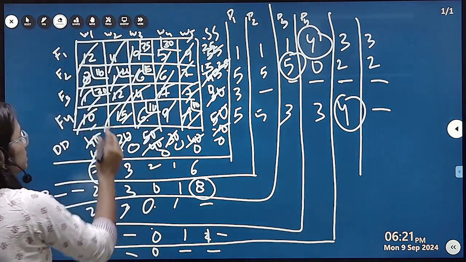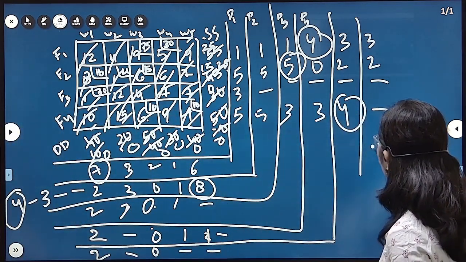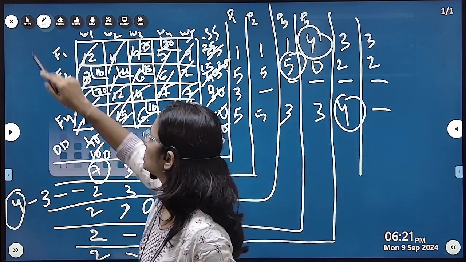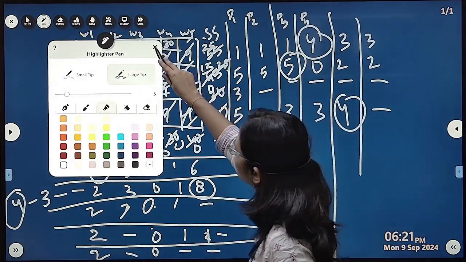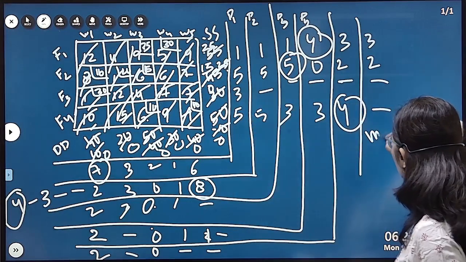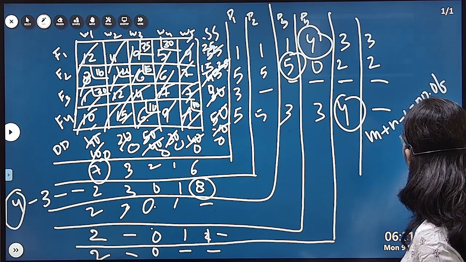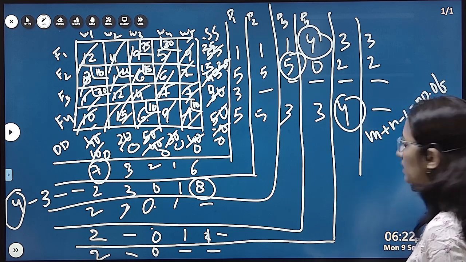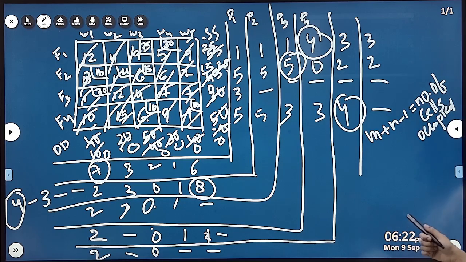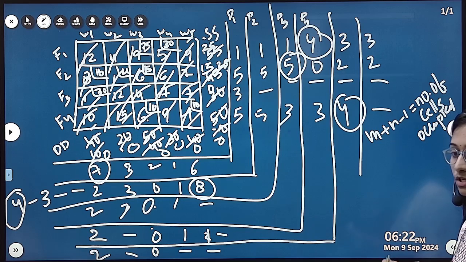So now we need to check whether this is a feasible solution or not. So how will you check? m plus n minus 1 is equal to the number of cells occupied. Okay, write this down, copy this problem. Now write this one, feasible solution.